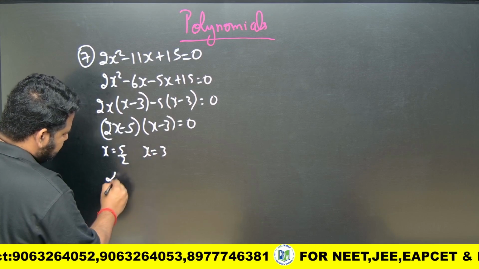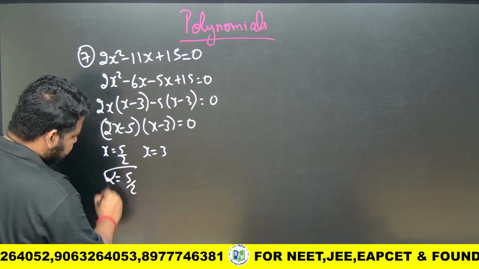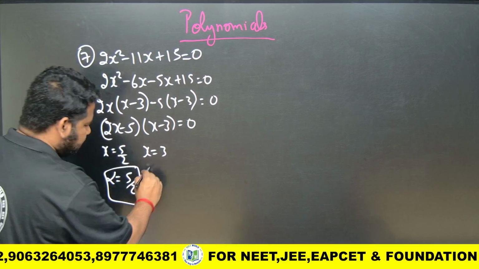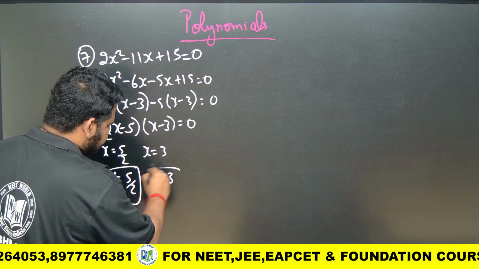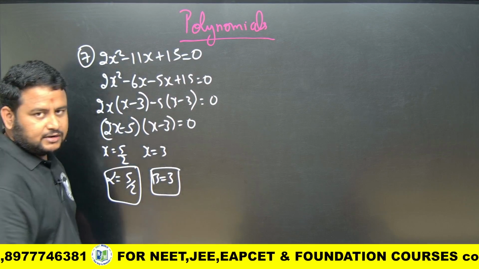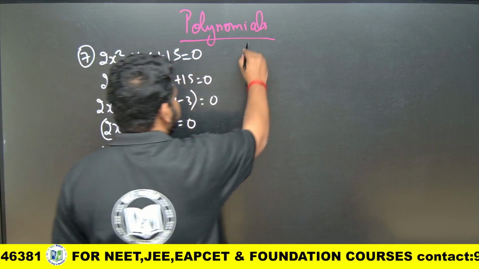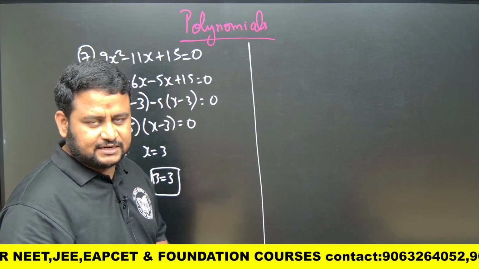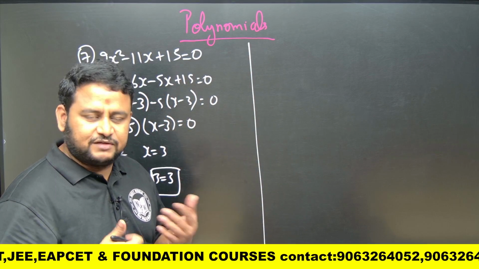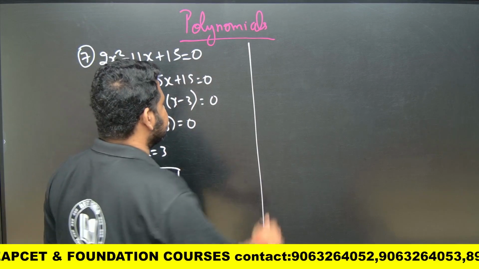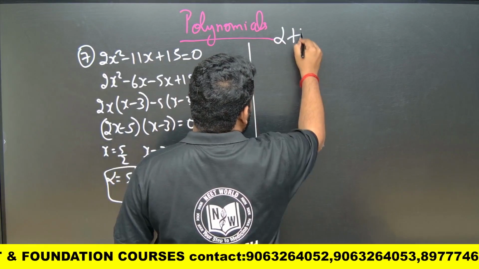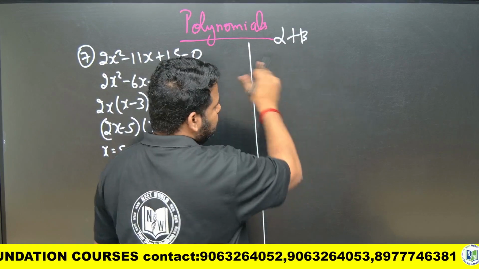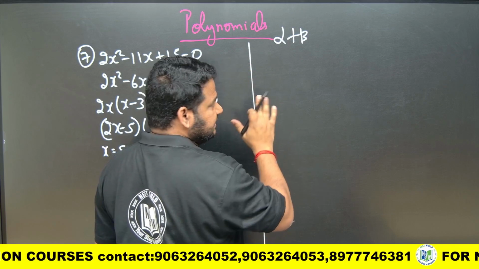So alpha will be equal to 5 by 2, and beta will be equal to 3. Got it. Now what I have to do is find the sum of the zeros and product of the zeros using the direct method, and then verify using the formula method. In the direct method, I am writing alpha plus beta directly instead of writing sum of the zeros, but please write the full form in the exam.